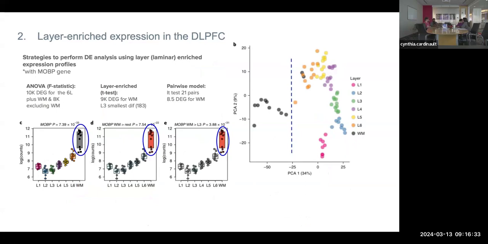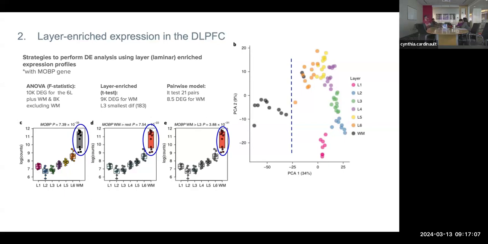We can see here that one of the results they get is around 10,000 differentially expressed genes for the six layers plus the white matter. But for example, they also have 8,000 excluding the white matter. So in panel D is the other statistical model. Sorry, I forgot to mention that all this was tested with the gene MOBP.